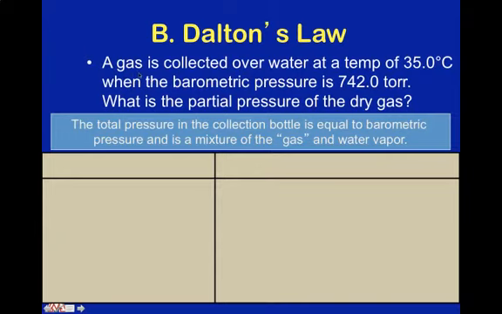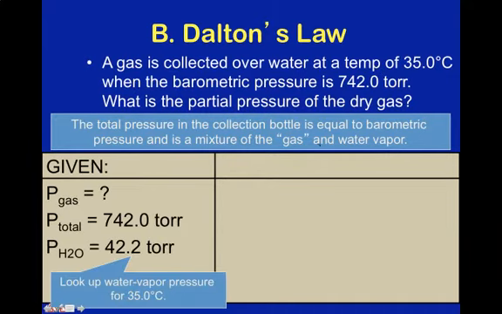A certain gas, so any gas, it doesn't specify which gas, is collected over water at a temperature of 35 degrees Celsius. So we have to go to the table in our textbook and look up the vapor pressure of water at 35 degrees Celsius. And since we're working with torr, we have to get that water pressure in torr. Okay? So we look this number up, 42.2 torr, and we're trying to find the partial pressure of some gas.